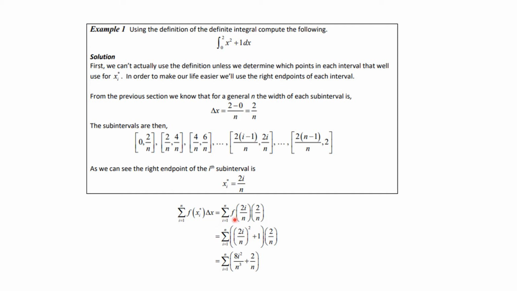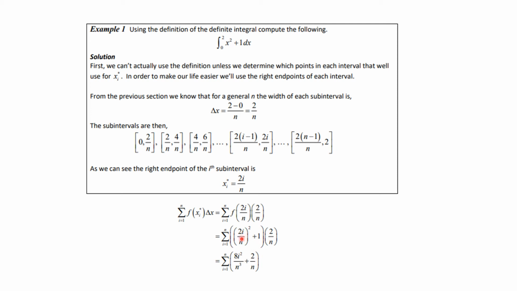So we're going to then have the summation that just stays there. Delta x is always 2 over n, but now we're taking this 2i over n and plugging that into our formula, which is x squared plus 1. So when I plug that number in, I get (2i over n) whole squared plus 1. So it looks like that.